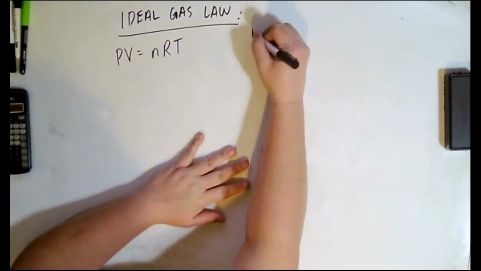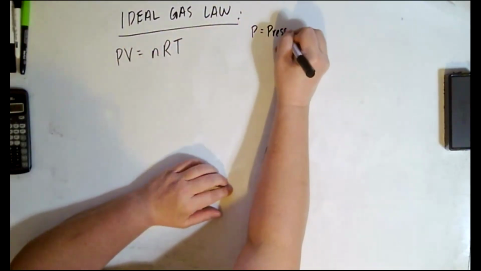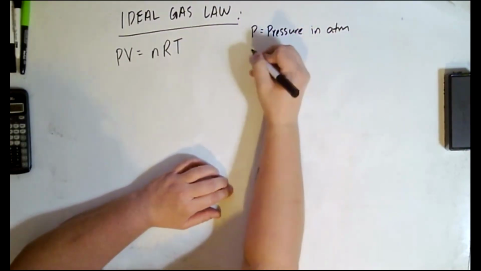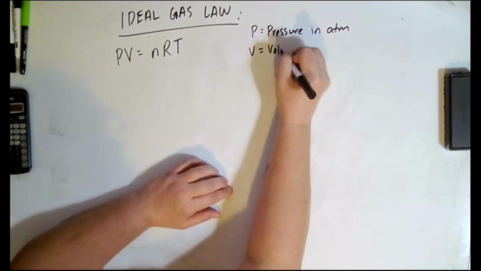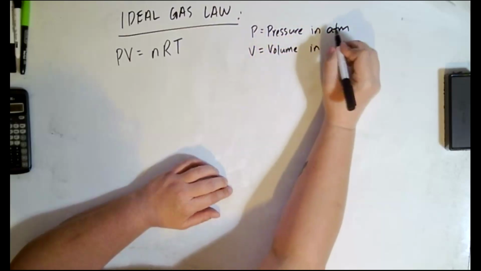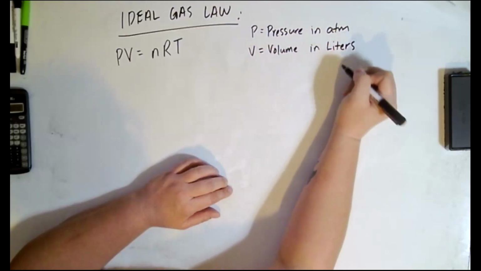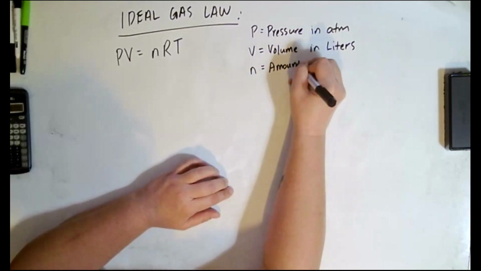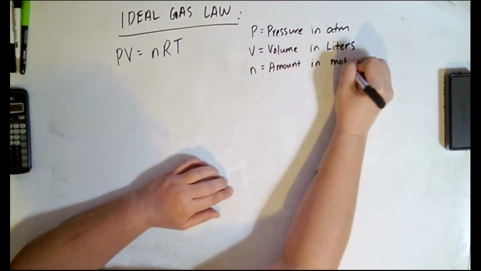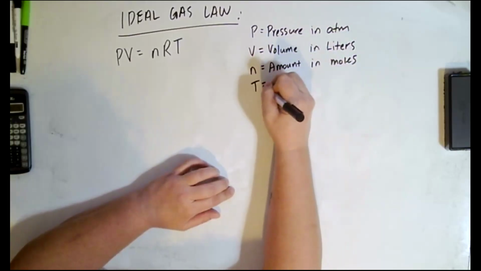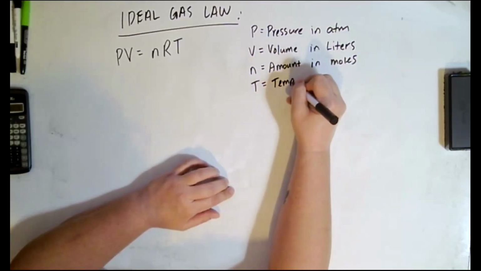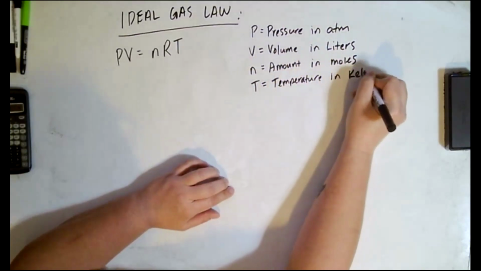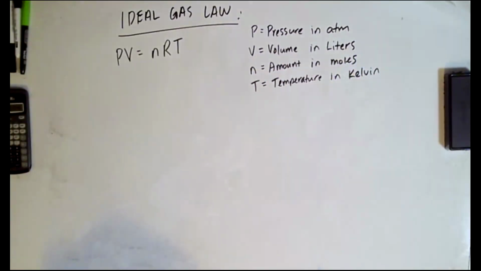Your P value is going to be pressure in the unit of atmosphere. V is going to be your volume, specifically in the unit of liters. N is going to be the amount of gas, specifically in moles. And your T is going to be your temperature, specifically in Kelvin.